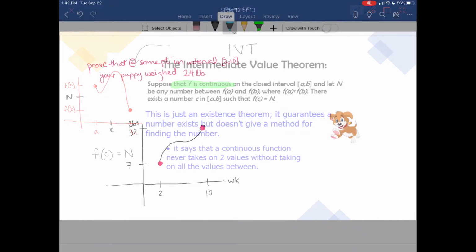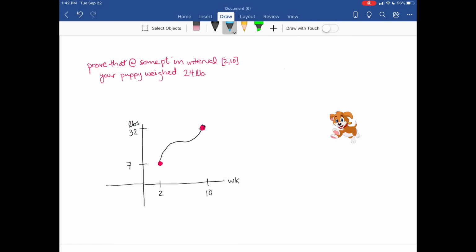Let's do an example. So we have a new puppy, and the weight of that puppy is p of x. So we were asked to prove that at some point in that interval, our puppy weighed 24 pounds. So let's go back and talk about the history of this puppy. So we got this puppy, and in the second week, we weighed that puppy, and he weighed 7 pounds. And then he gained some weight, lost some weight, got stressed, and then we weighed him again at week 10, and he was 32 pounds.